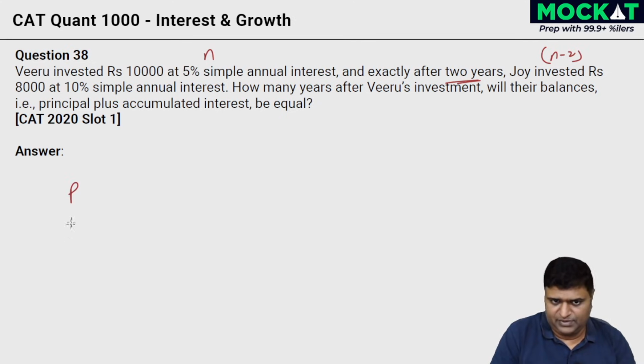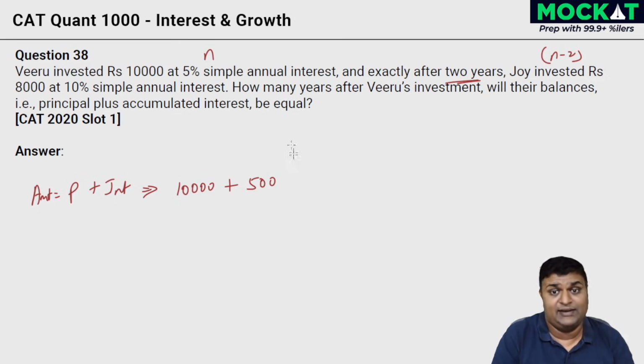We have the principal plus the interest, right? Amount equals principal plus interest. For Viru, it's going to be 10,000 of principal plus 5% of 10,000. That is 500 rupees each year. For how many years? For n years, right? And the amount should become equal, right? The two people's amount should be equal.